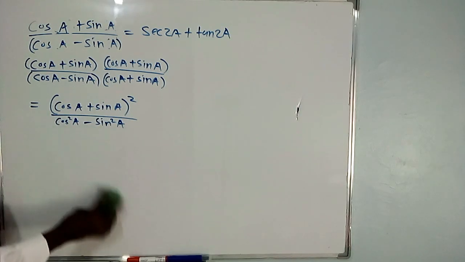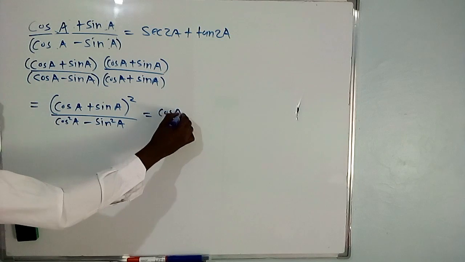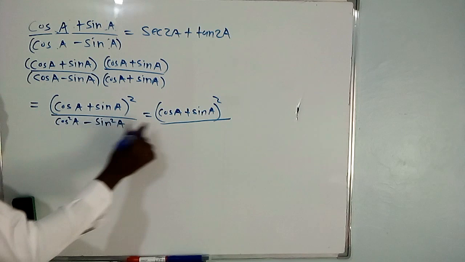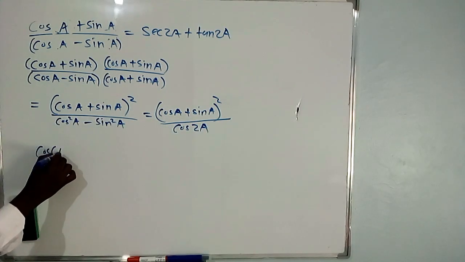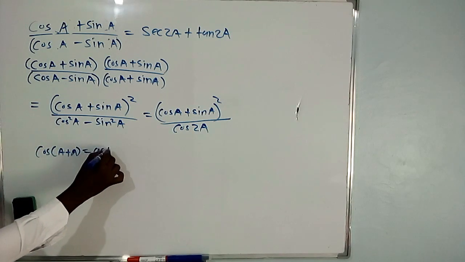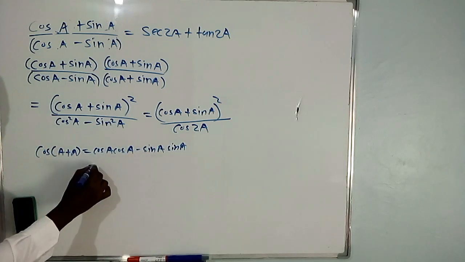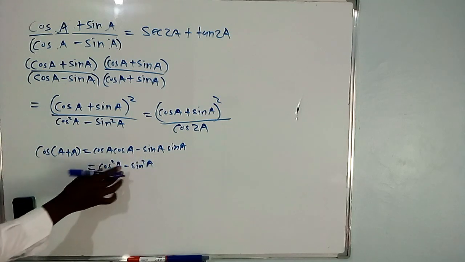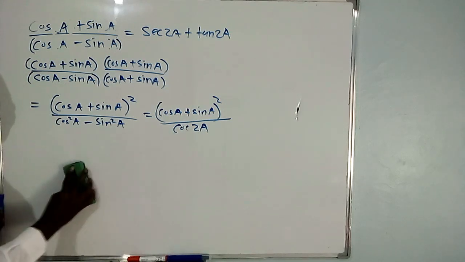Are you seeing that we rationalize the denominator? So what is cos squared A minus sin squared A? The cosine double angle, isn't it? Because if you have cos(A + A), that is cos A cos A, which is cos squared A, minus sin A sin A, which is sin squared A. So that is a cosine double angle. Have you seen that?